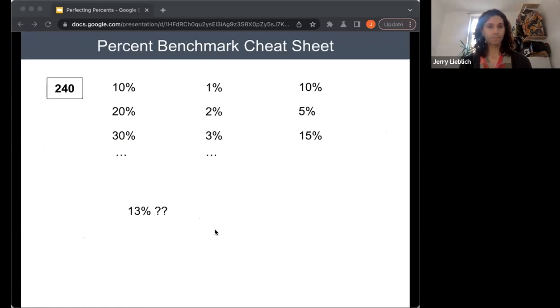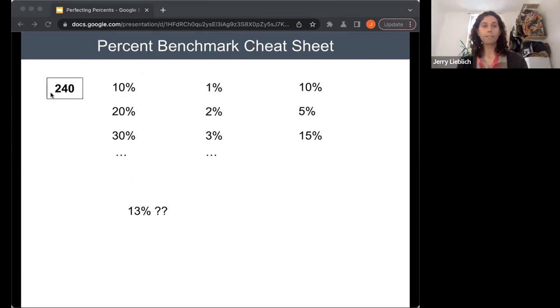Another really helpful skill is to be able to use benchmarks to quickly estimate your percents. So the way we benchmark 10% is you just move the decimal place over 1. So 240 becomes 24 if it's 10% of it. And then if I wanted 20 or 30%, I could take that 24, and if I'm good at mental math, and you don't have to be, I personally am not that great at it, you can multiply it by 2 or 3. So, okay, like 24 times 2 is 48, 24 times 3, that's where my mental math gives out. But that's okay. At least I have a sense of these two.